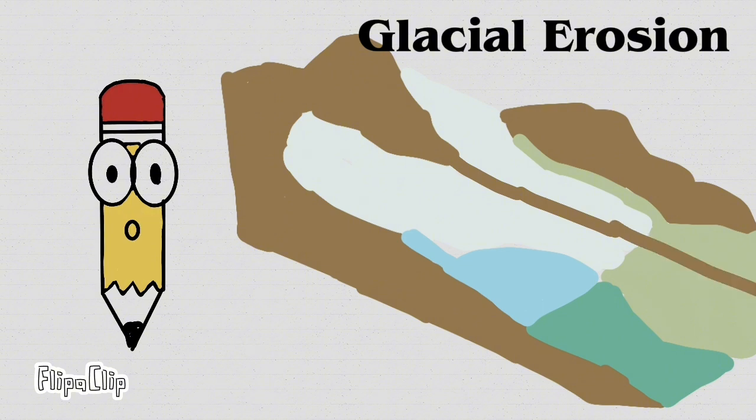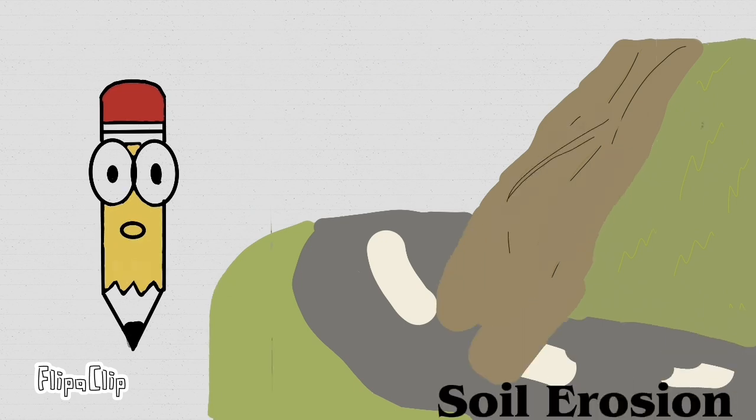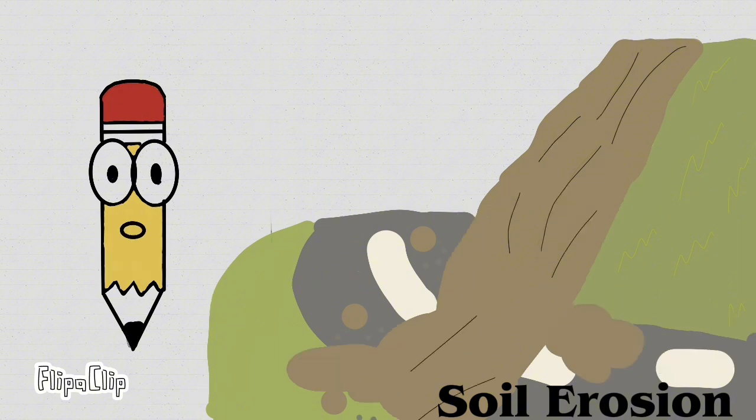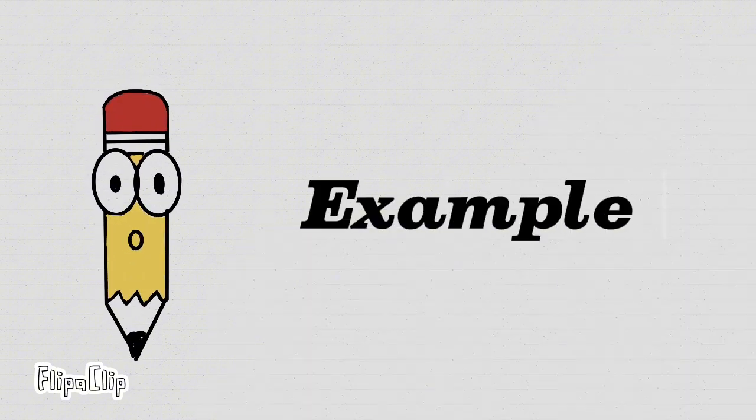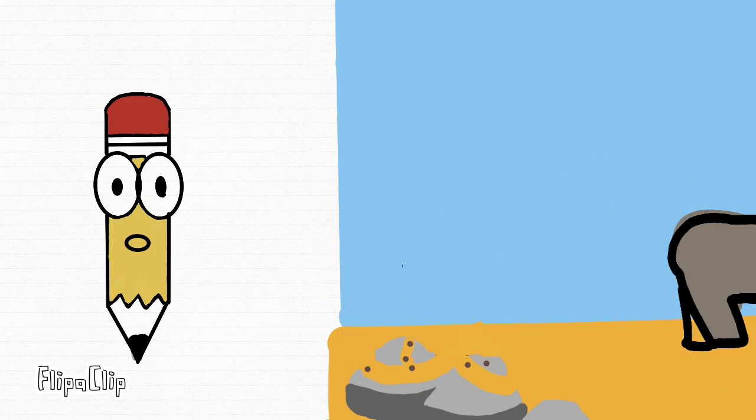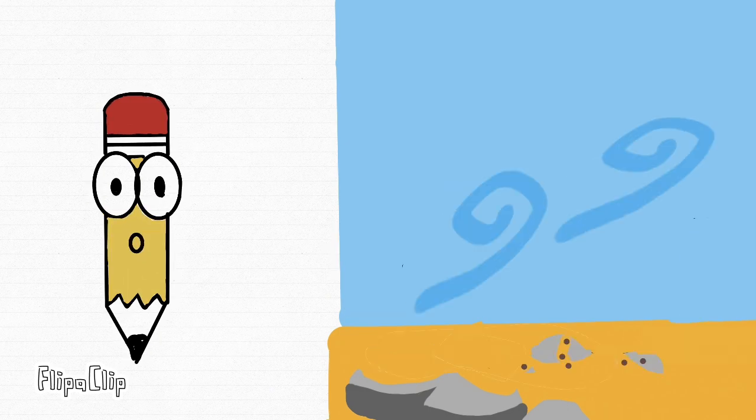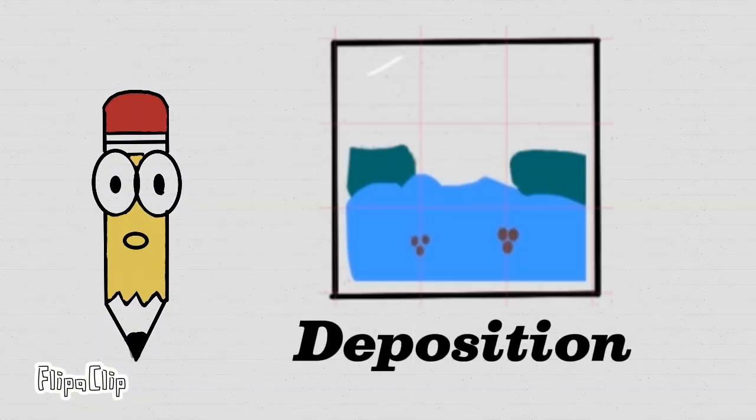Third, glacial erosion happens when the ice moves downhill, causing cropping between the ice and the rock. Fourth, soil erosion happens when the topsoil is removed and leaves the soil infertile. It is the movement and transport of soil by various agents. For example, an elephant's footstep breaks the rock into sediments, which are then transported by the wind into bodies of water.